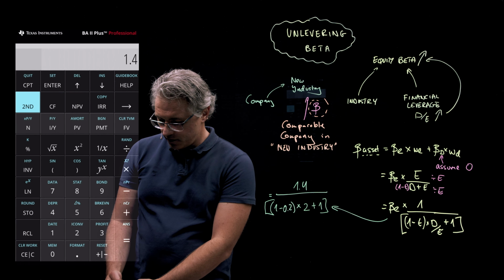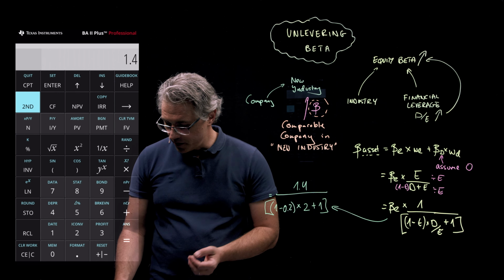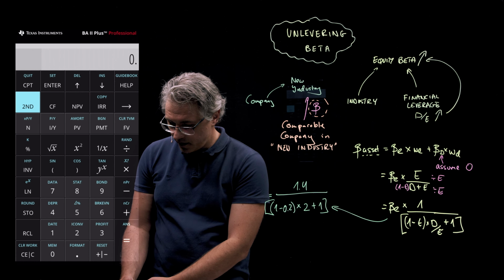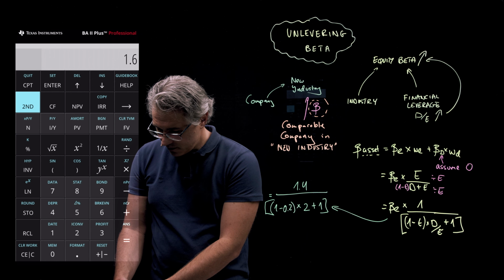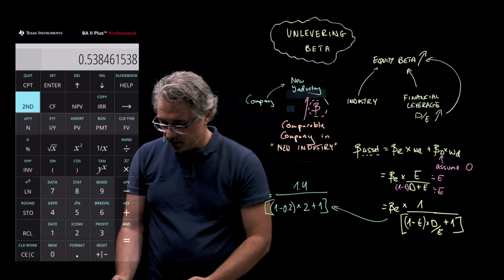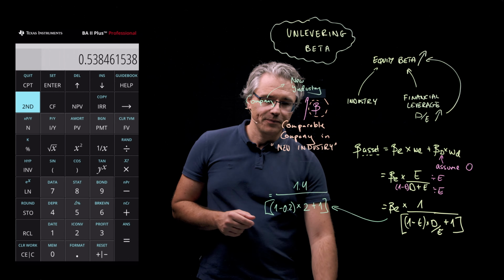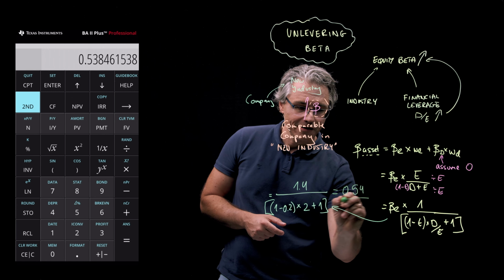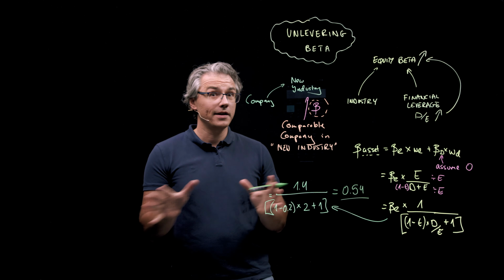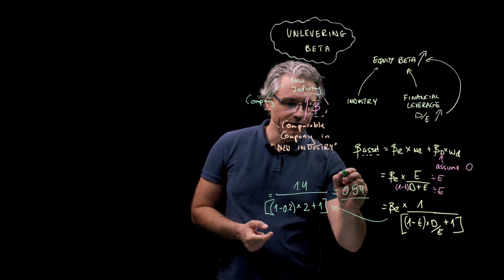So I've got 1.4 divided by, and let me open up a bracket for the denominator. So I'm going to have 0.8 for the tax shield effect times 2 plus 1, close bracket, and I can see an answer appearing on my calculator of roughly 0.54, not 0.4, 0.54. And if we now check this against the possible answers to the question, it seems to correspond very nicely with answer C.